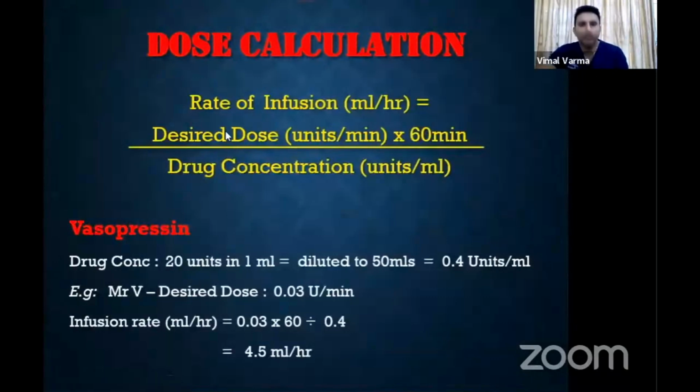So the calculation of the infusion rate differs compared to the others, in which here the desired dose, which is units per minute, times 60 minutes, there is no body weight, divided by drug concentration. So we omit the body weight, everything else is the same. As we mentioned, 20 units in 1 ml, diluted to 50 ml, you get 0.4 units per ml. Desired dose is 0.03 unit per minute. We are not interested in the weight. So infusion rate will be the desired dose times 60 minutes divided by the drug concentration. You get 4.5 ml per hour. So that is if you want to run at 0.03; if it's 0.04, it will be 6 ml per hour.